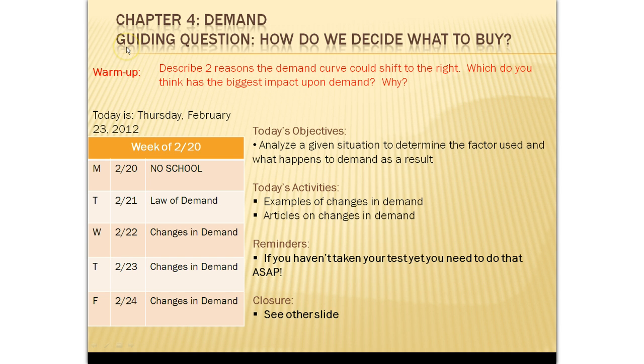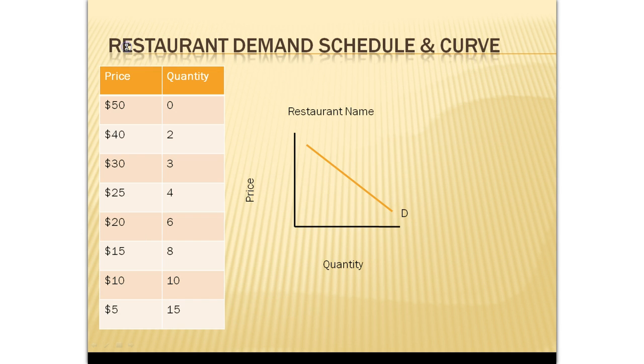First thing that we're going to do today is I need you to get out your restaurant's demand schedule and curve. It looks like this. There were different classes that did different restaurants, and so some of them did Applebee's or Texas Roadhouse or TGI Fridays. So find this, and I asked you to leave some space around there. So we're going to add to this from the other day.